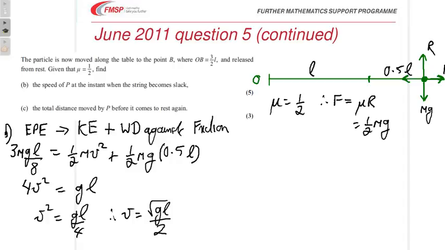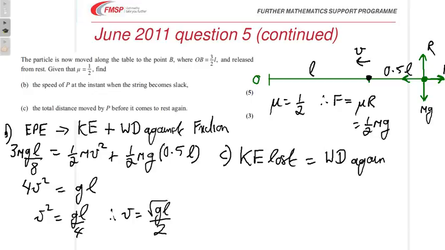That's part B, and now part C: the total distance moved by P before it comes to rest again. Well, we've just found the speed here when it went slack. That's where the speed was, v. Part C is nice and easy. It loses kinetic energy, and all of that is used up as work done against friction. I'll call that FR for friction.